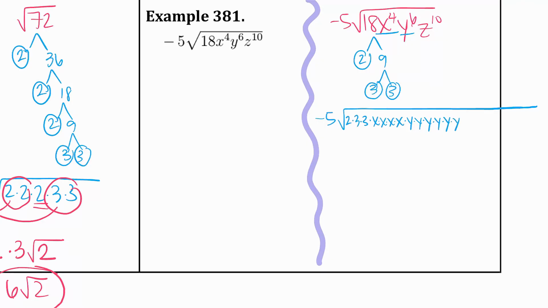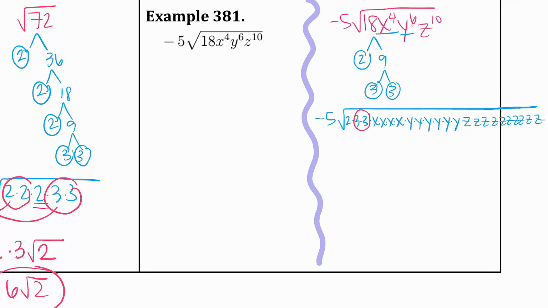And this is why maybe this method is not always the simplest. It can be a little bit obnoxious at times. Z to the 10th is really z 10 times. 1, 2, 3, 4, 5, 6, 7, 8, 9, 10. Okay, so just like all the other ones, we're looking for pairs.